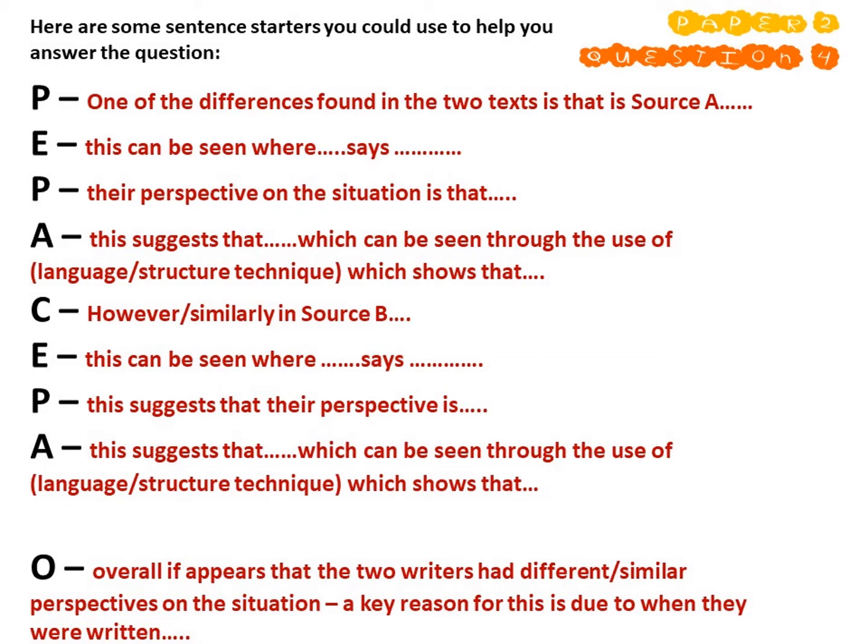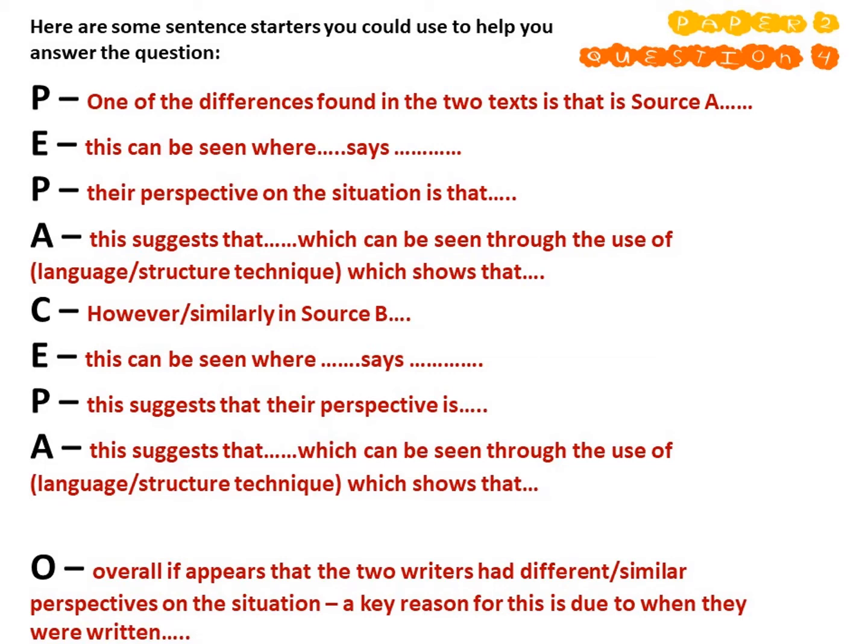For the comparison, however, or similarly, depending on what the question was, in source B, for the evidence, this can be seen where he or she says. For the perspective, this suggests that their perspective is. For the analysis, this suggests that, which can be seen through the use of language or structure technique, which shows that. So you're going to do those 3 times and then you write an overall statement. Overall, it appears that the 2 writers had different or similar perspectives on the situation. A key reason for this is due to when they were written or due to who they are. You give a reason why.